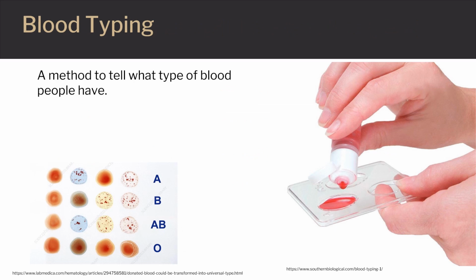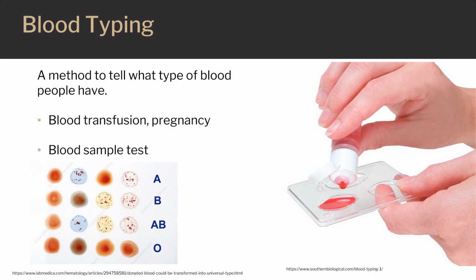Blood typing is a method to tell which blood type people have. Blood typing is done prior to a blood transfusion or when classifying a person's blood for donation. Blood typing is a fast and easy way to ensure that you receive the right kind of blood during surgery or after an injury. Blood typing is especially important for pregnant people.